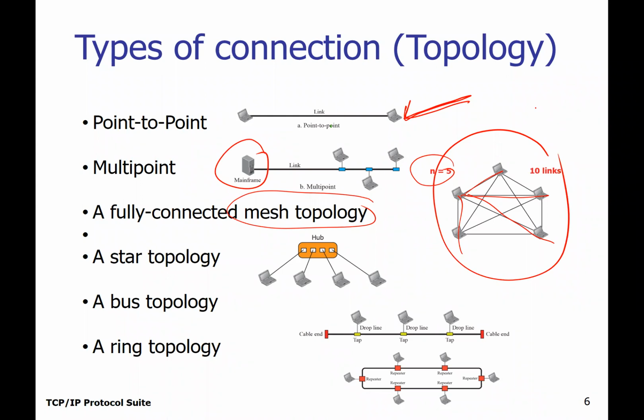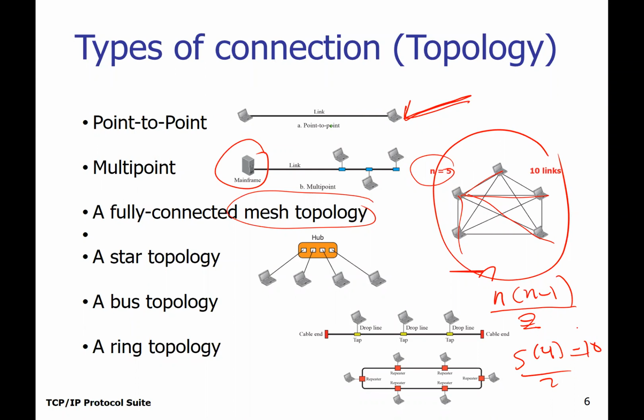Let's talk about connections. How many connections in total do you need? It's 10 links. Usually the equation, if I remember correctly, is n times (n minus 1), over 2. For example, 5 multiplied by 4, over 2, how much? 10. All right. So now we are talking about 5 computers.